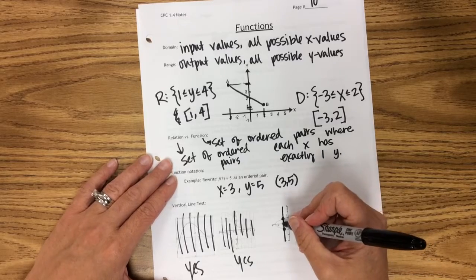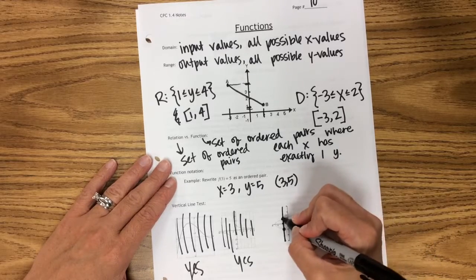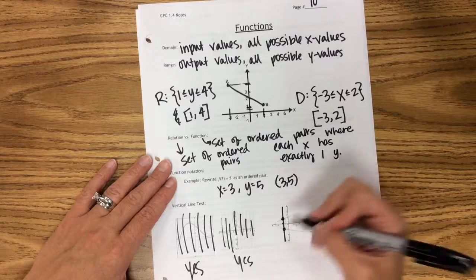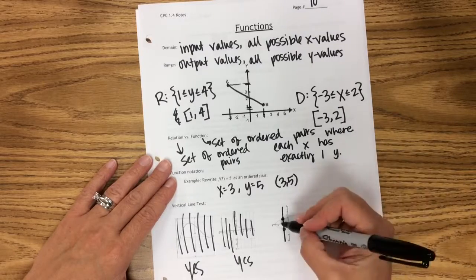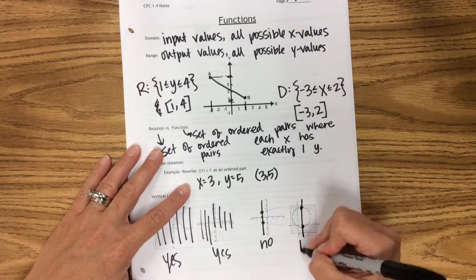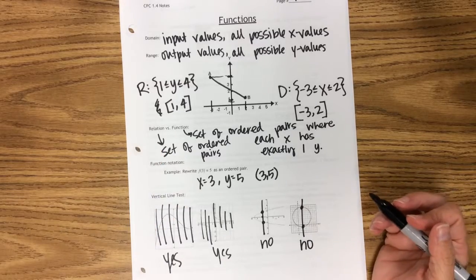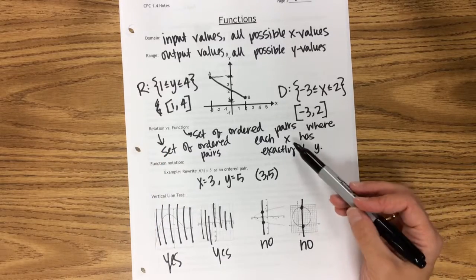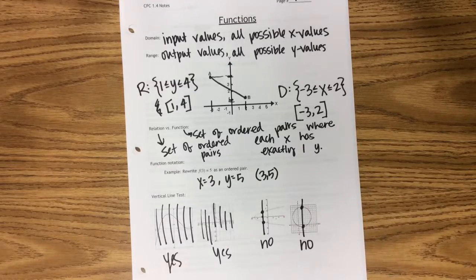That means if I say x equals -2, you could say, well, we could be up here or we could be down here. It's not clear. There's not exactly one y. So that's when you fail. It's when you hit it twice or more than once, so you're not exactly sure where you should be. There's more than one y for that x.